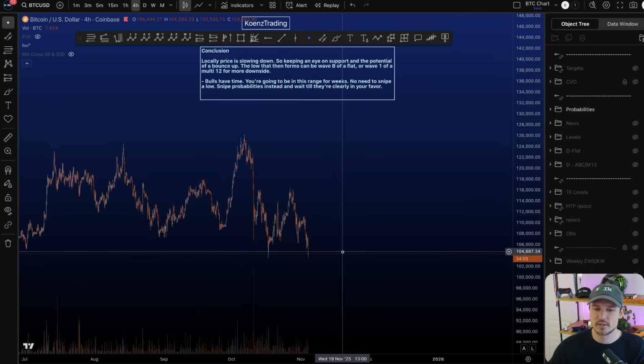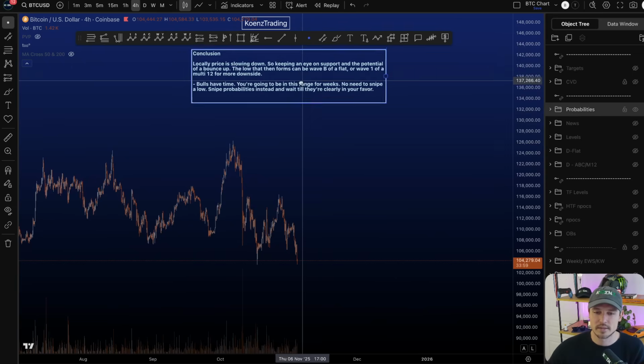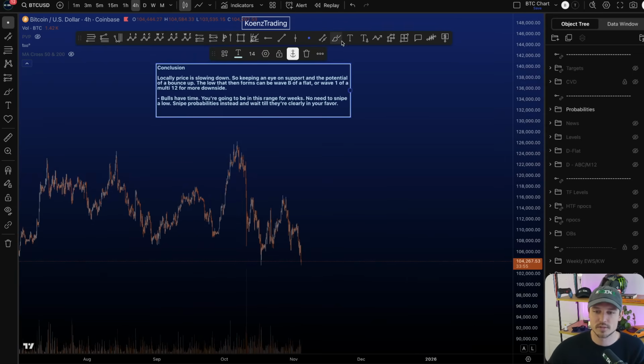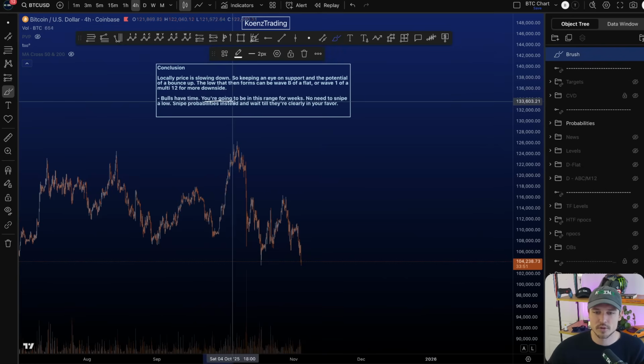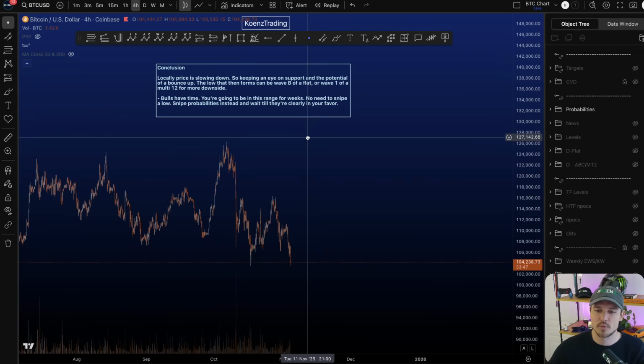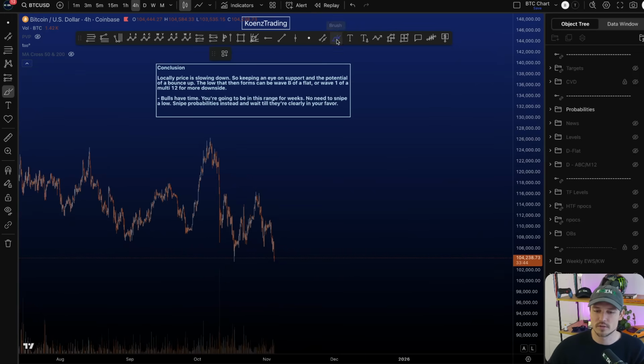There's not really a reason here yet to be like, I'm going to invest, or this is a great swing trade opportunity. I'm not a financial advisor, right? But from an Elliott Wave point of view, patience makes a lot of sense in this range, at least for the bulls. So bulls have time. You're going to be in this range for weeks. No need to snipe a low. Snipe probabilities instead and wait till they are clearly in your favor.